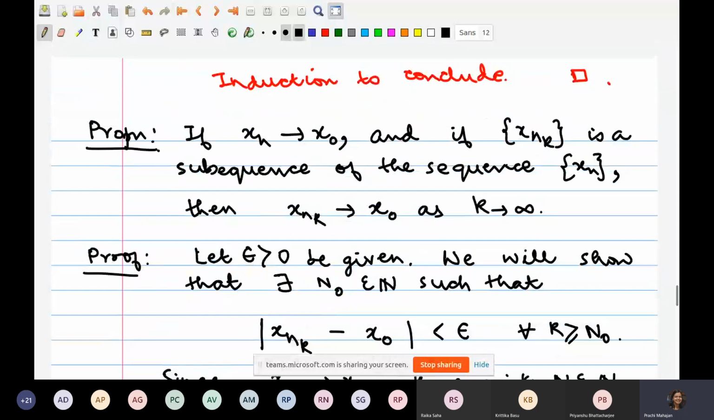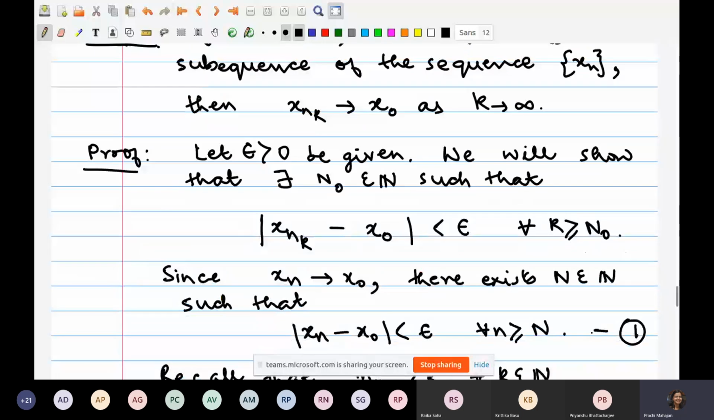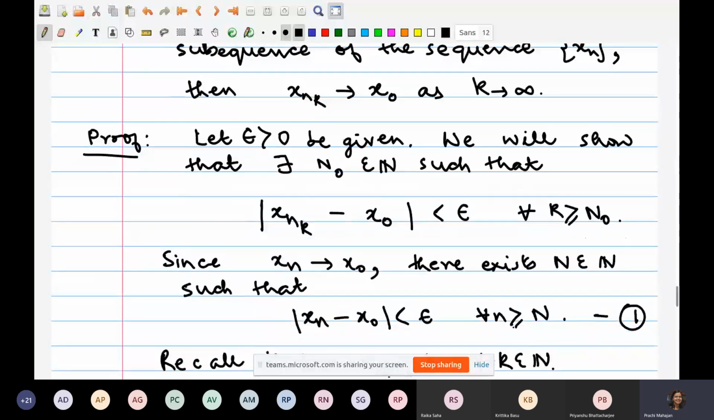In order to show that a sequence xnk converges, I need to find an index n naught such that beyond the stage n naught, that serves as a cutoff, if you look at the terms of the sequence xn naught, xn naught plus 1, all of them must live in the epsilon neighborhood of the point x naught, right? So I am just trying to get hold of this index n naught. And how am I doing that? I am using the fact that the sequence xn converges to x naught. So that gives me some cutoff capital N. Now I want to show that terms of the sequence xnk also satisfy that.